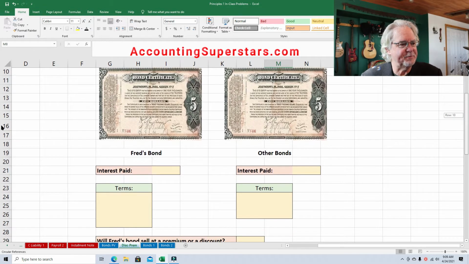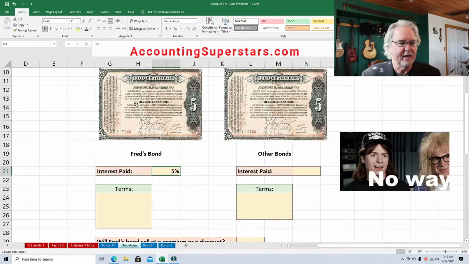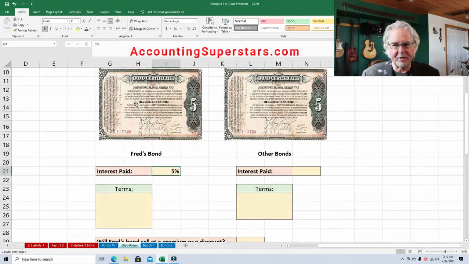So Fred's bonds do pay interest. They pay interest every 6 months. That's very typical for bonds. And the interest rate is 5%. Now, that's not too bad compared to a savings account. So Fred's bonds will pay out an interest payment every 6 months. Now, 5% means 5% per year, not 5% every 6 months.